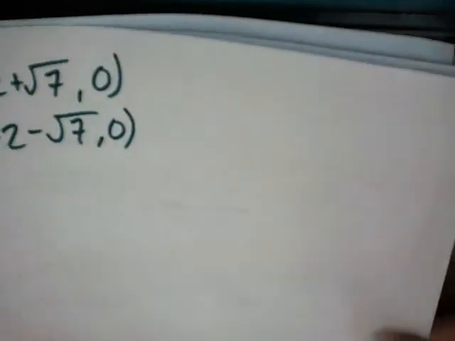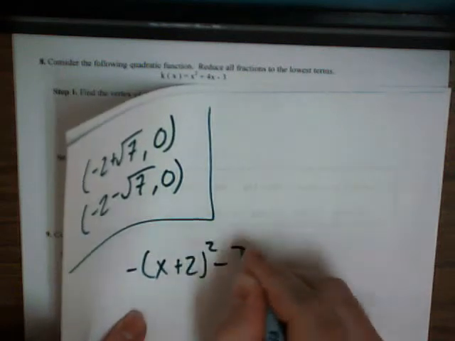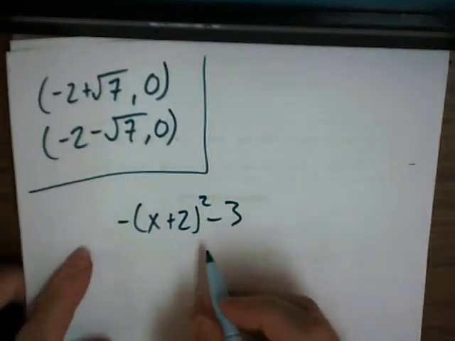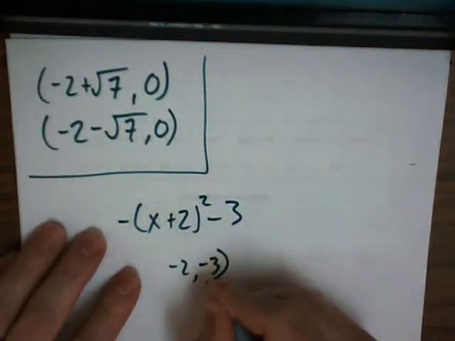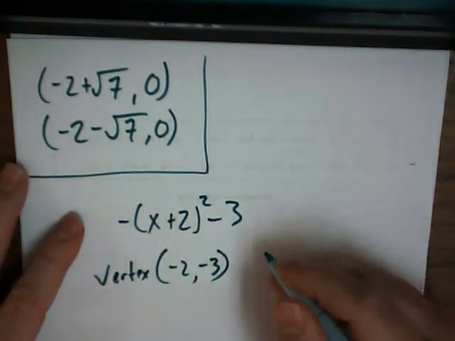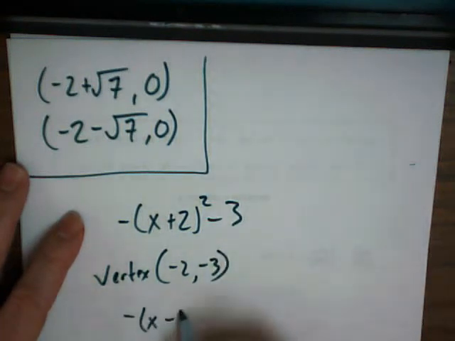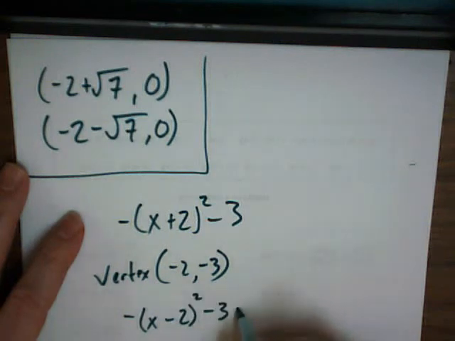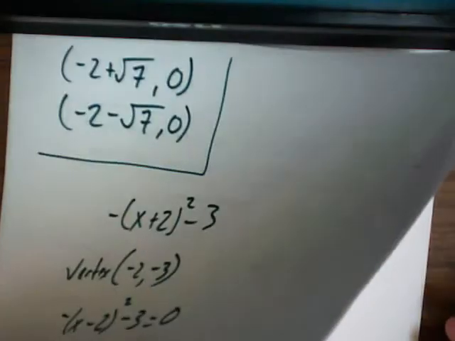Number 9 is a little bit easier. That's the same questions, but it's a little bit easier. So it actually gives you this: negative x plus 2 squared minus 3. So you can look at that and get the vertex. That's legal. That's the vertex. Okay, that's the vertex. But then if you want to find the x-intercepts, you set that equal to 0 still. Did it ask for it?